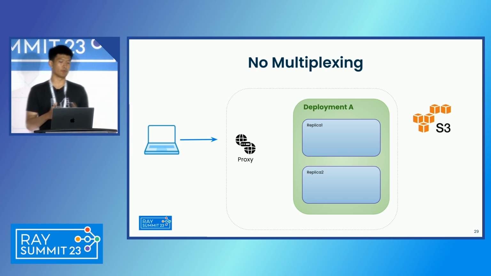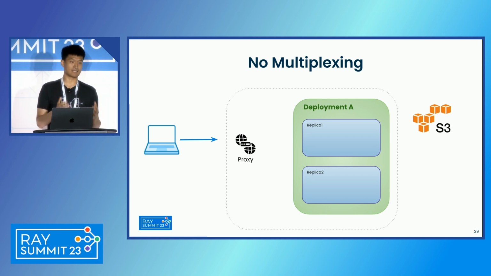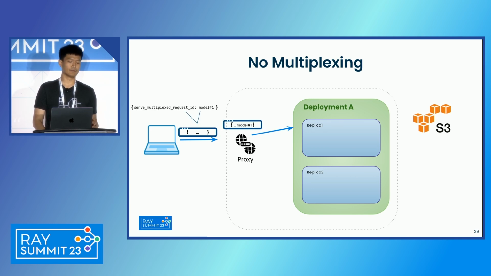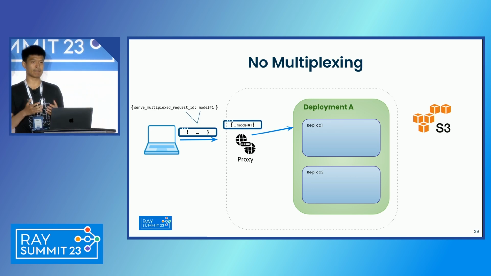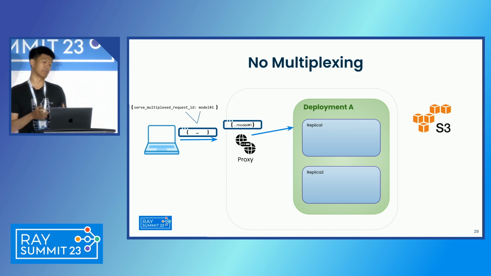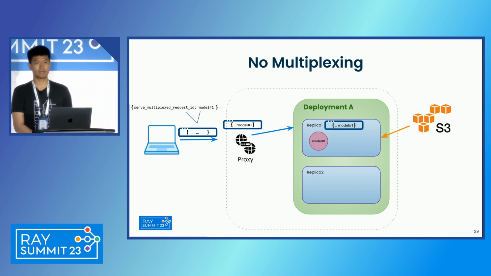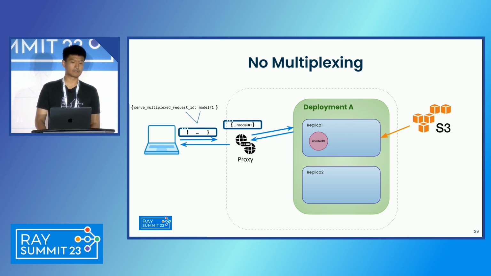Normally, we put all our models into S3. The user will just specify the model ID and send the HTTP request to your cluster. And the cluster proxy receives this request. For this example, we're using two replicas in this cluster. The proxy will randomly pick a replica to serve this request. Let's say we go for replica 1, and we load the model from S3, do the inference, and get the response back to the client.